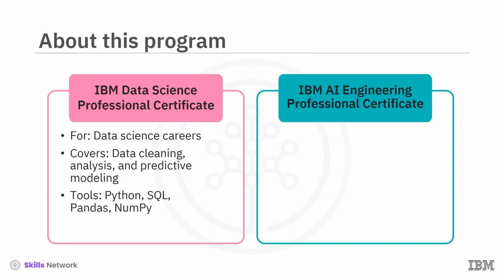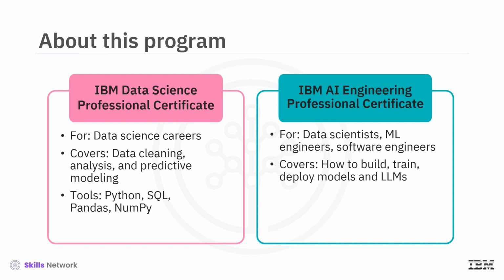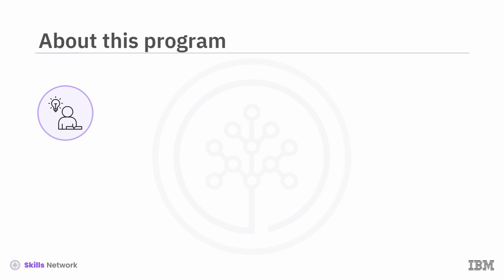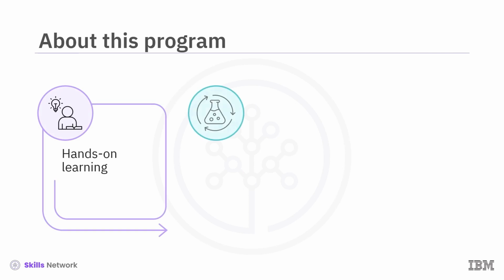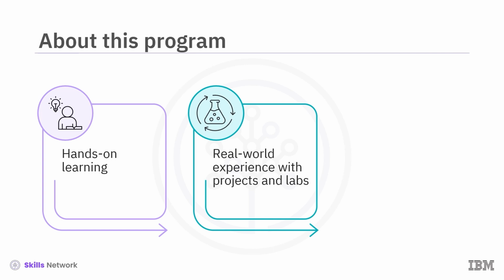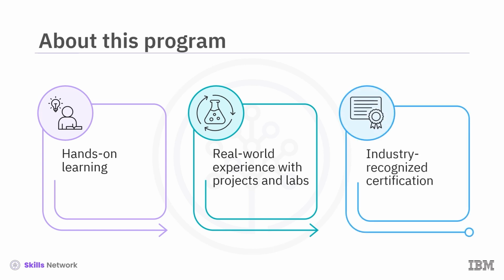The AI Engineering PC prepares data scientists, machine learning engineers, and software engineers for AI engineering. You'll learn to build, train, and deploy models, including large language models, LLMs, using Python and libraries like SciPy, Keras, PyTorch, and TensorFlow. If you're completing the IBM Data Science PC, the AI Engineering PC is an excellent next step to expand your AI expertise. Both programs emphasize hands-on learning with projects and labs, building real-world experience. These certifications with comprehensive curricula prepare you for a career in AI or data science.